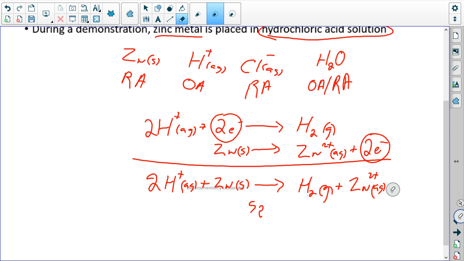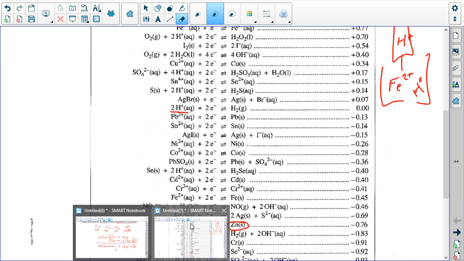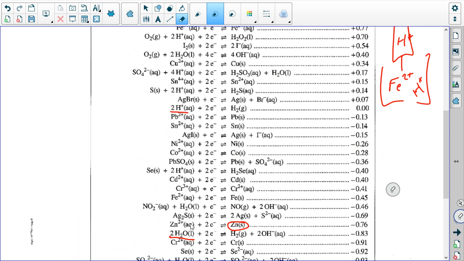So going back to how I know it's spontaneous, my oxidizing agent is here, my reducing agent is there. My oxidizing agent falls above my reducing agent on the table.